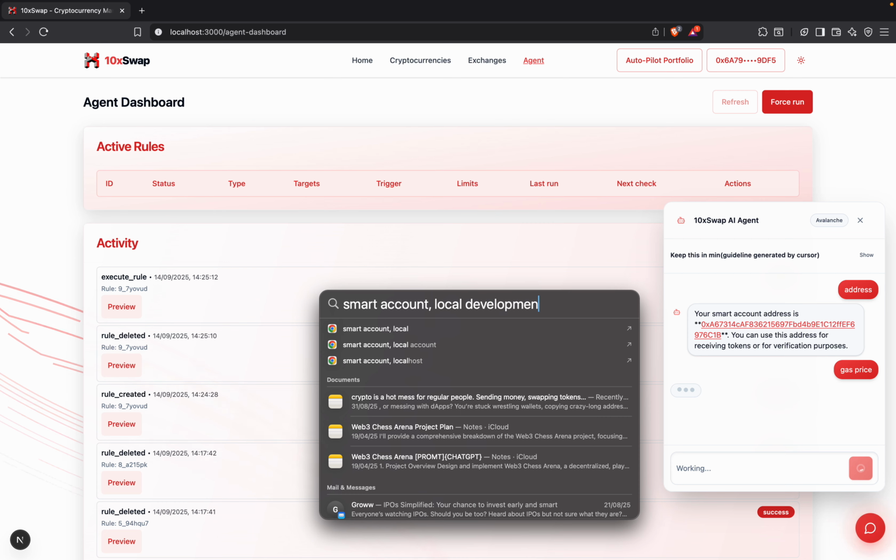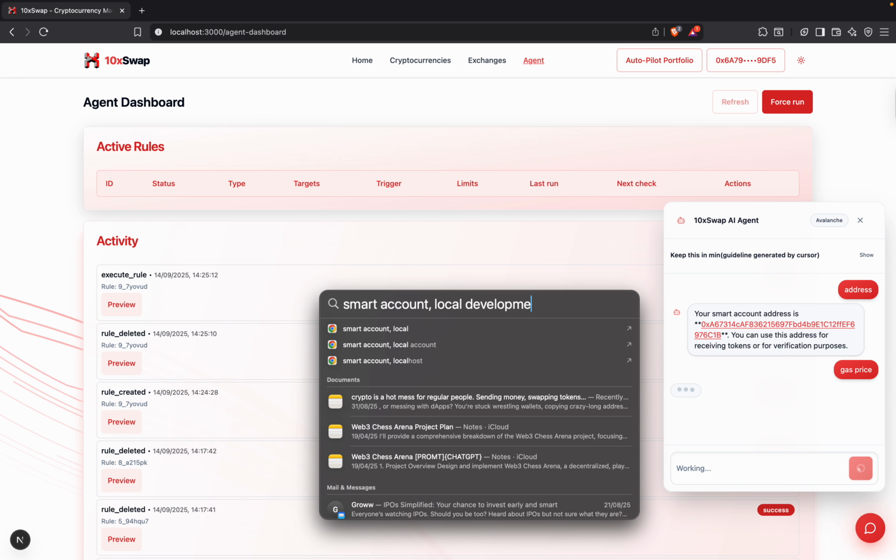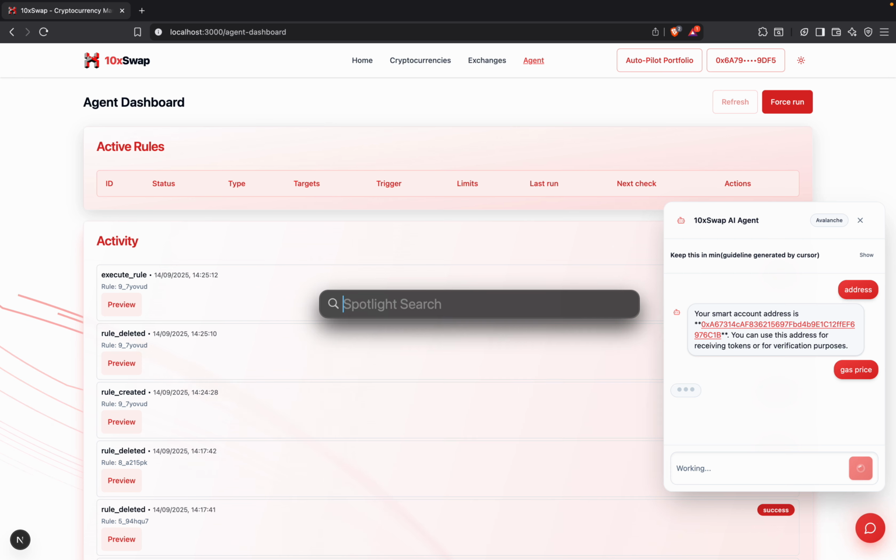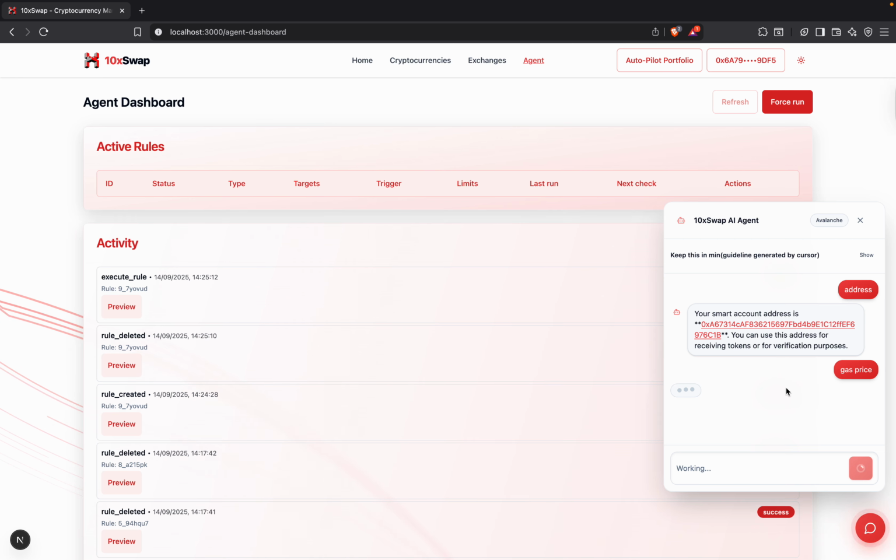So now everyone who is using this app can get a hold on what they are planning to do and what they can do.